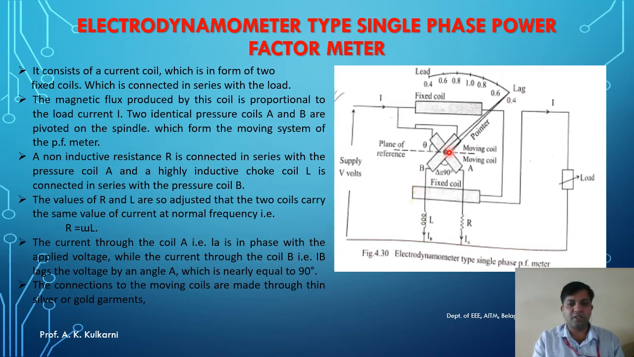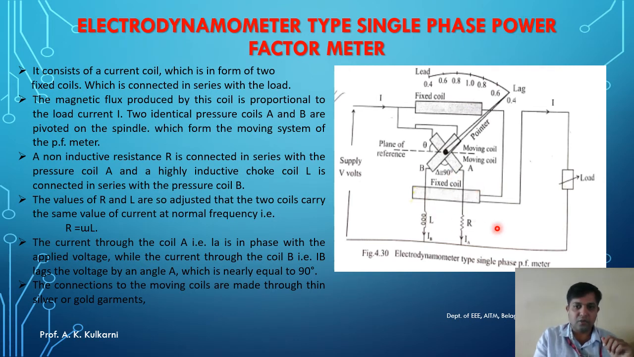A non-inductive resistance R will be connected in series with pressure coil A, whereas a highly inductive choke coil L will be connected in series with coil B. Resistance R is connected in series with coil A, and a highly inductive choke coil is connected in series with coil B. The values of R and L are a variable resistance and variable inductance. These values of resistance R and L can be adjusted in such a way that both the coils will carry the same amount of current.